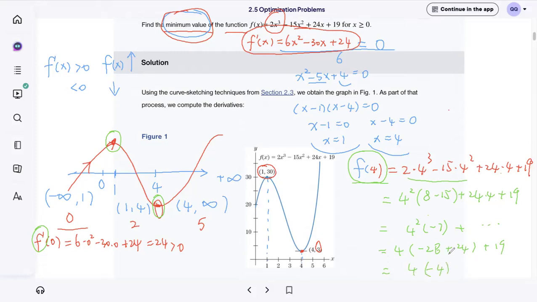4 times negative 4. Oh, probably made a mistake. Minus 15 times 4 squared. That's right. So I factor out 4 squared. I have 8 minus 15, that's negative 7. Then I factor out this 4. Then I have 4 times negative 7, which is negative 28, then plus 24. Yes, right. Okay, that's right. Then plus 19, which is 3.